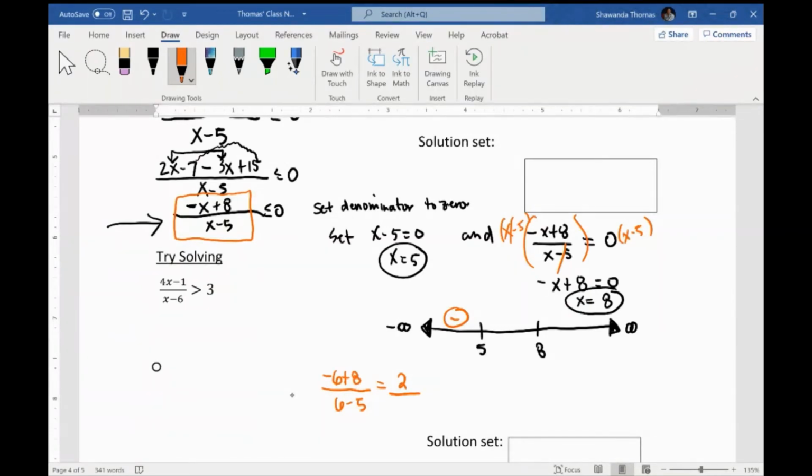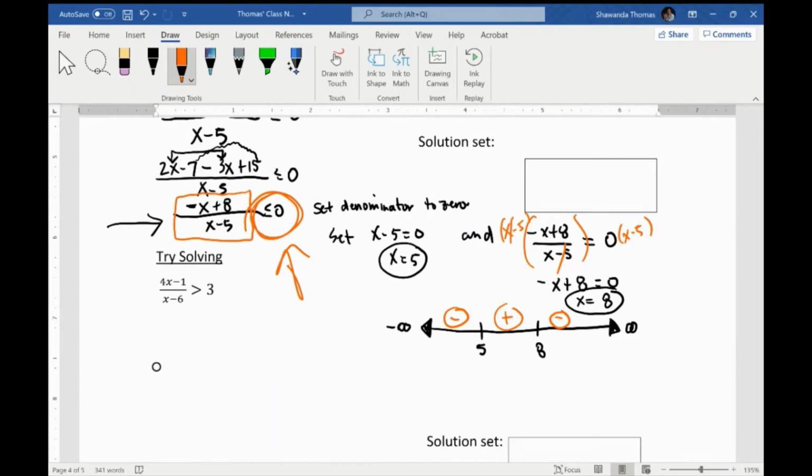Positive. All right. What about a number between 8 and infinity? When we plug it in, will we ultimately get a negative or positive? A negative. Okay. So what type of numbers are we looking for though? Less than or equal to 0. So what type of numbers are those? Negative numbers.